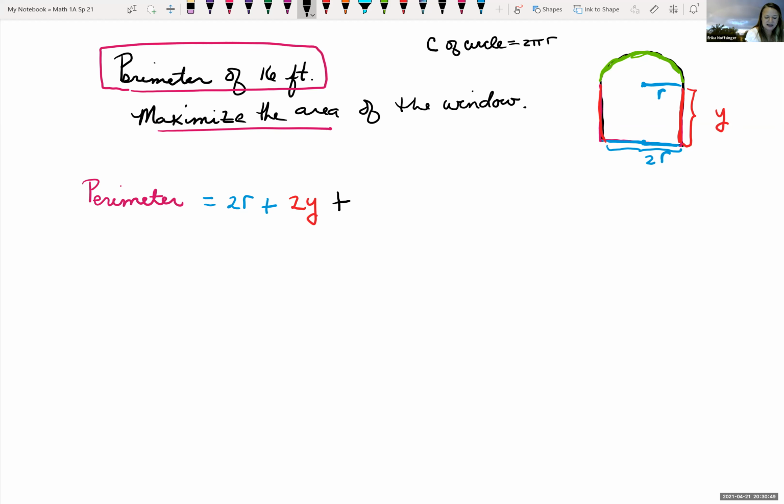But we only have half of that circle, right? So the circumference is going to be 1/2 pi r. And we know what the perimeter itself has to be. It was 16 feet total. Okay, so here's part of a constraint. And we want to maximize our area.